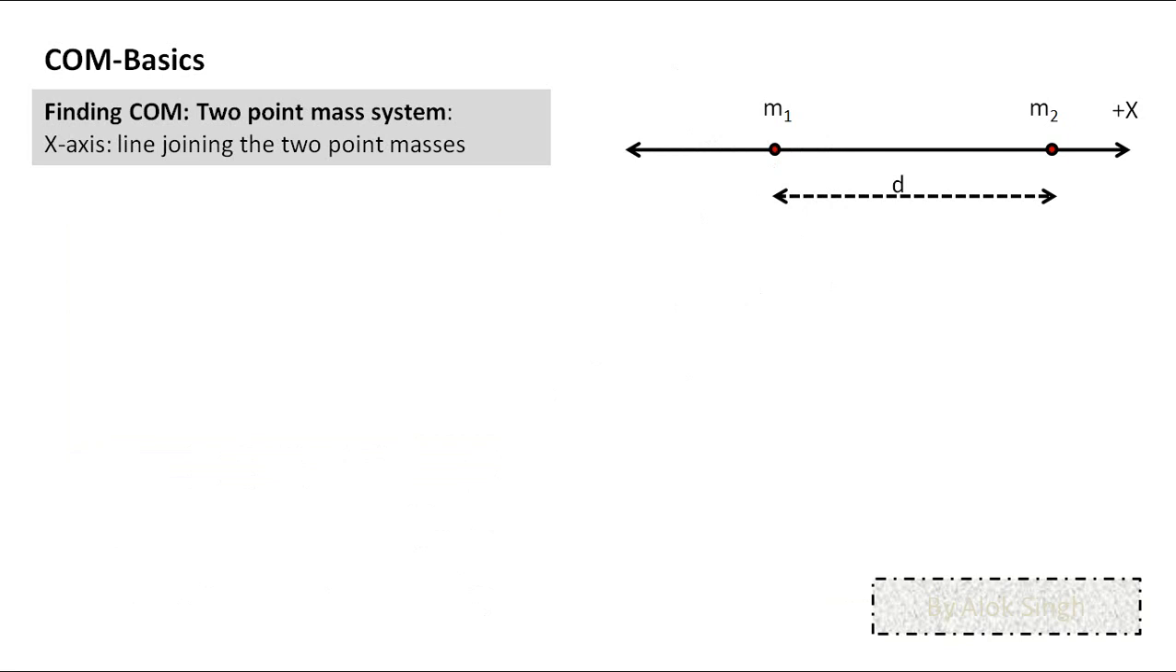Let's begin with the simplest arrangement, a 2-point mass system. So there are 2-point masses m1 and m2. This is how they are placed in space. They are at a distance d apart.